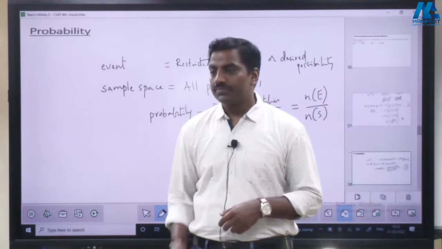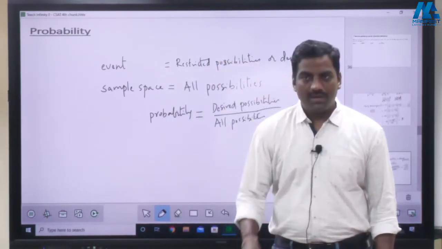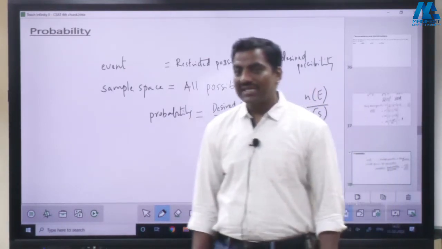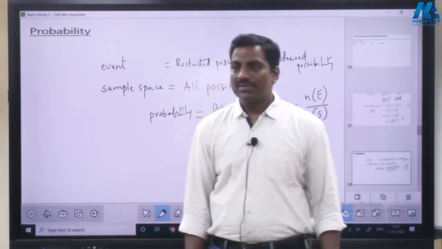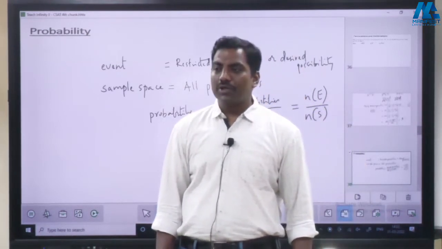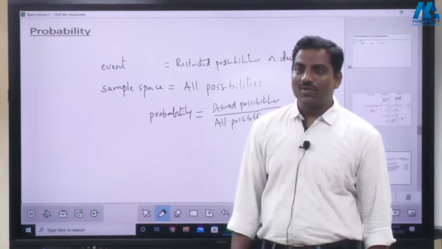Now, a simple thing. Coin. Unbiased coin. Unbiased coin means you have two different faces. Different things are printed on the two faces. Biased coin means on both sides you will get only one.